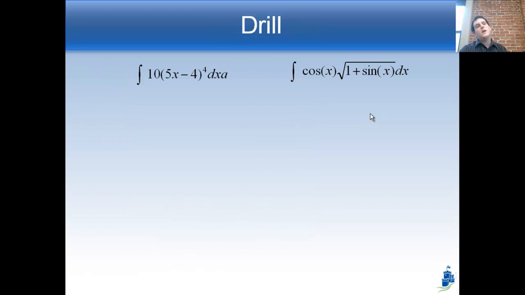All right, what you're going to do now is you're going to pause the video, and you're going to try these two problems that you see right in front of you. Okay, take a few minutes for each of them, see what you can do on your own, and then you're going to unpause the video and listen to my explanation. Okay, so go ahead and pause.